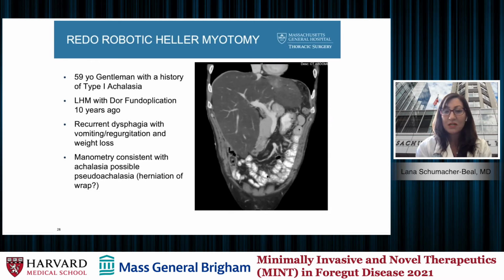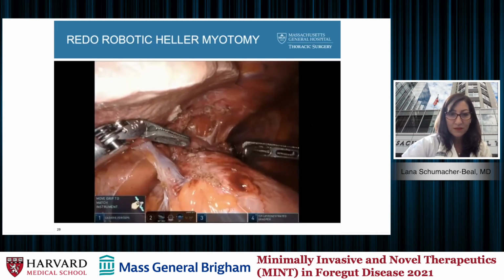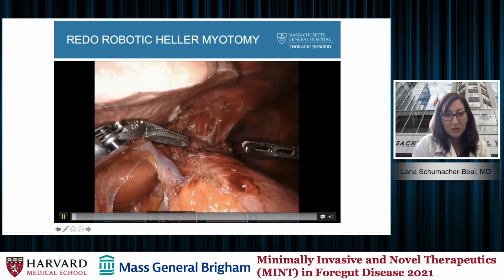Was there a herniation of the wrap? So we discussed, should this patient undergo a redo myotomy via a robotic or laparoscopic approach or a POEM? I think that because of the question of the herniation of the wrap, we felt it would benefit to explore him via robotic approach, and felt that we could easily deal with the liver in this situation. And so this is just a quick video clip of that, and to show that we had no problem with the liver.